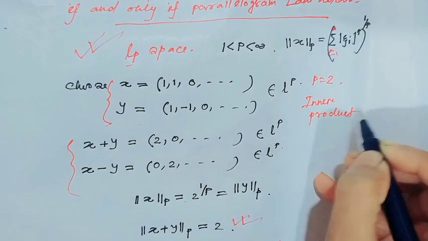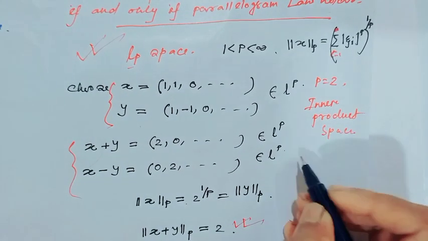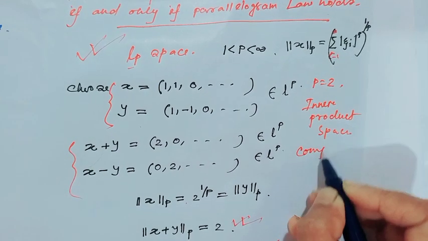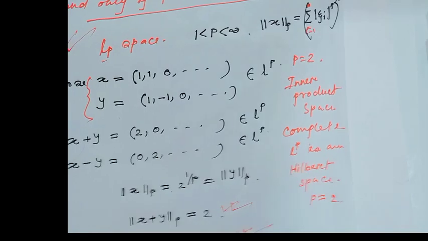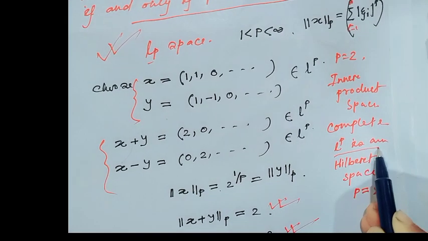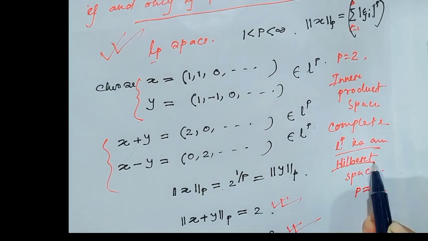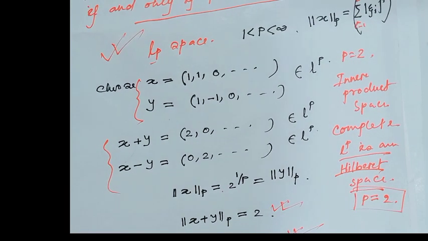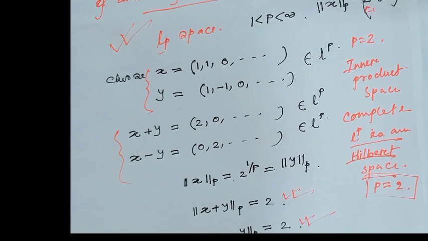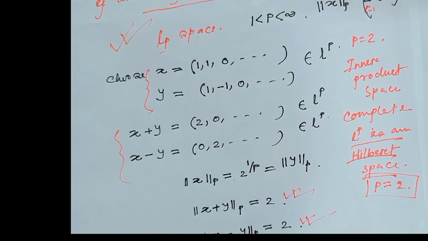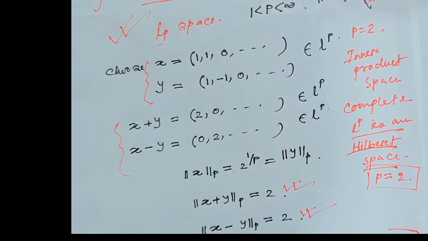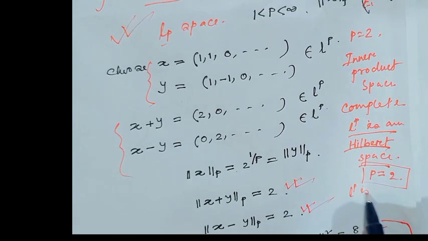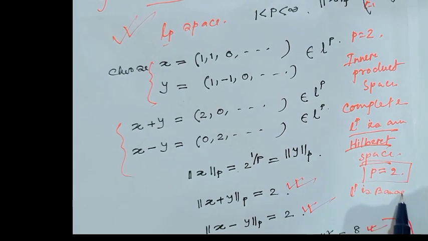and this inner product space is complete. So L^p space is an example of a Hilbert space only when p equals 2. Otherwise, this will not be a Hilbert space because this is not an inner product space. But L^p space is a Banach space for all p.